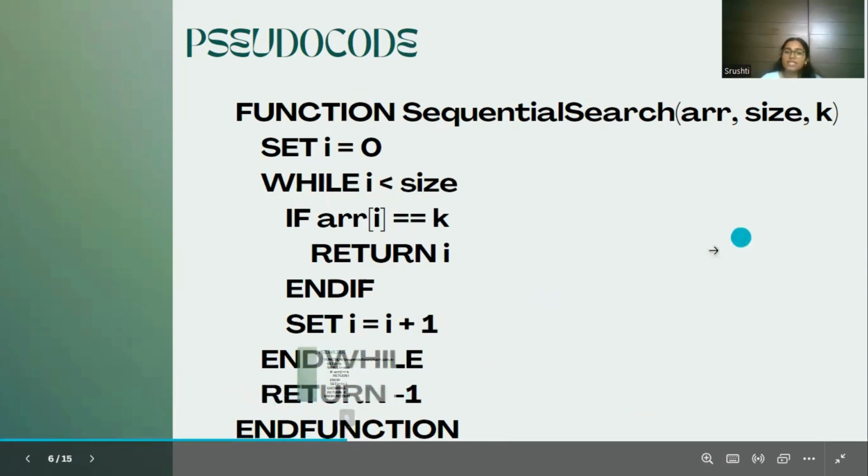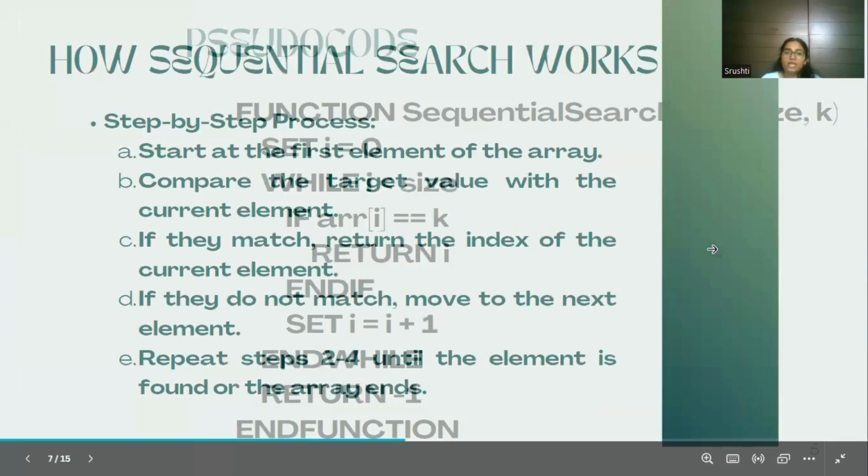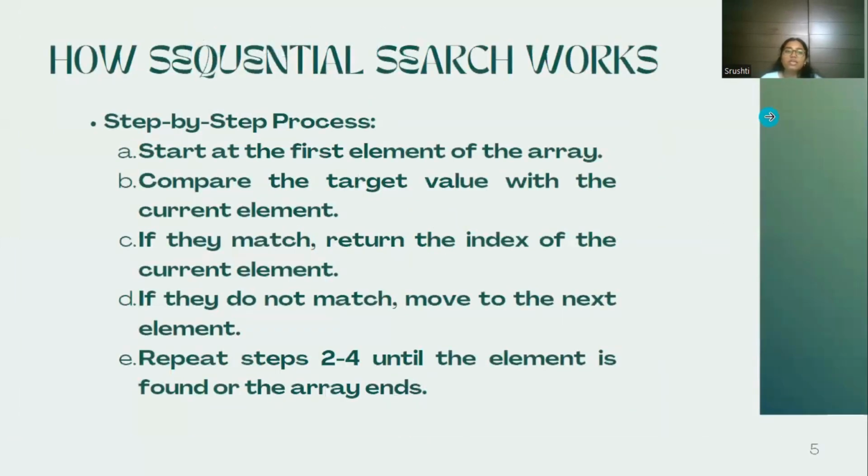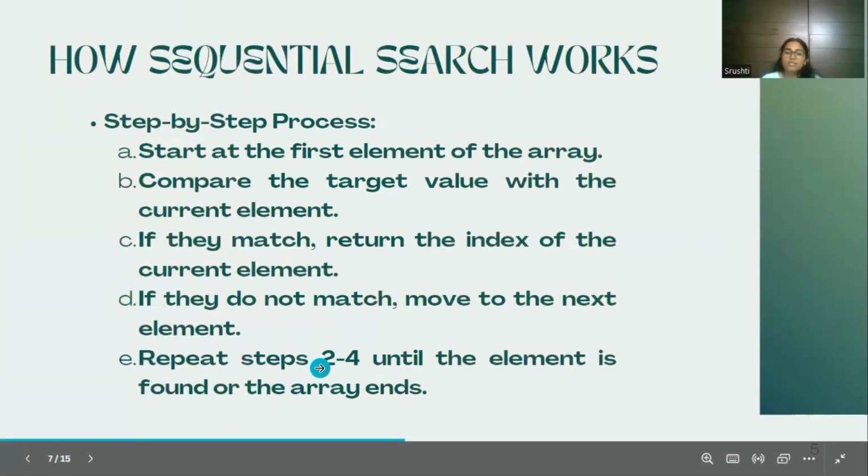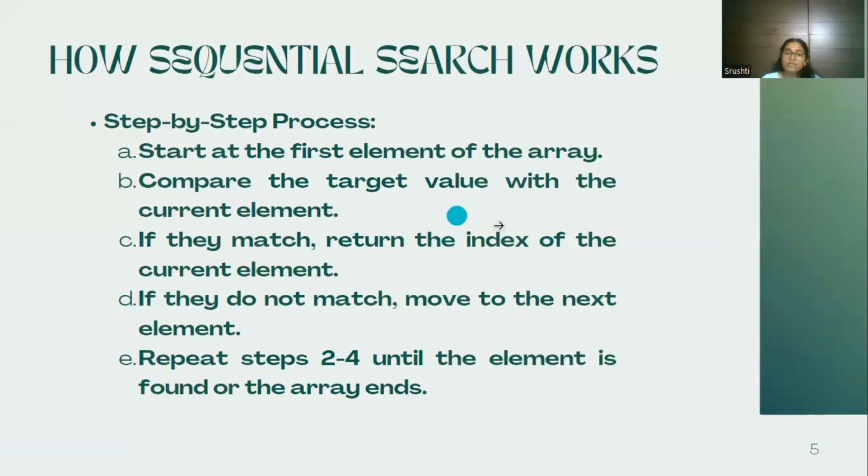Now let's move on to how sequential search works in a step-by-step process. It starts at the first element of the array and compares the target value with the current element. If they match, it returns the index of the current element. If they do not match, it moves on to the next element. This repeats steps 2 to 4, that is, from here to here, the steps keep on repeating until the element is found or the array ends.